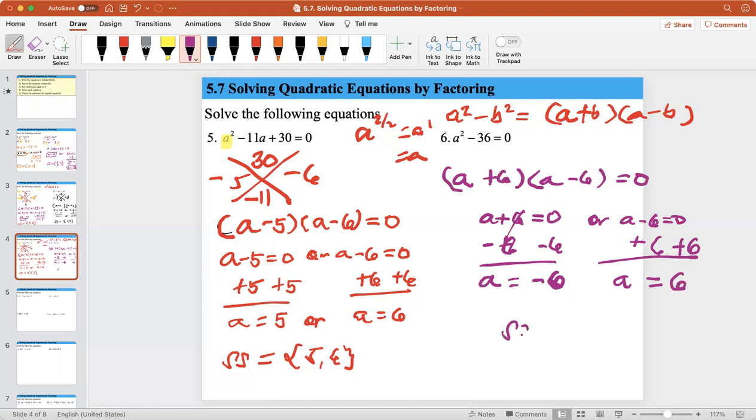So what's our solution set here? It would be negative 6, positive 6.